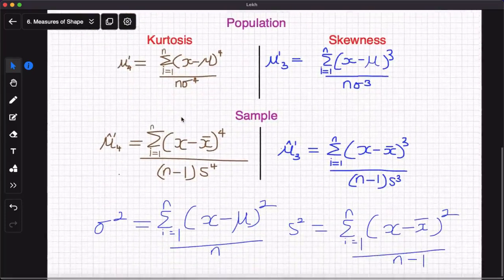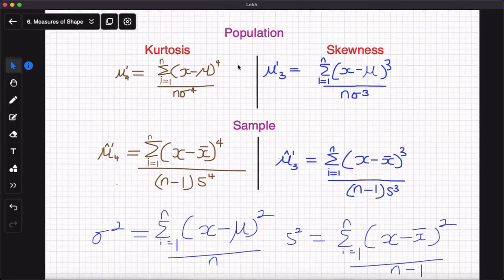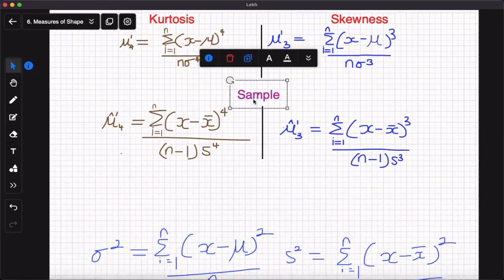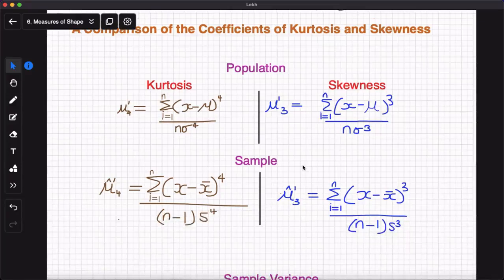Assuming we are using a base mark of 3, then the kurtosis formula will actually be what you have here. So just look at the similarity between skewness and kurtosis. Now this one is your variance. So let me indicate that to avoid confusion. Sample variance. Okay, but we'll come back there. Now looking at this, x minus mu is the same. For kurtosis it is 4, for skewness it is 3. For kurtosis, sigma is raised to the power of 4. For skewness, sigma is raised to the power of 3.